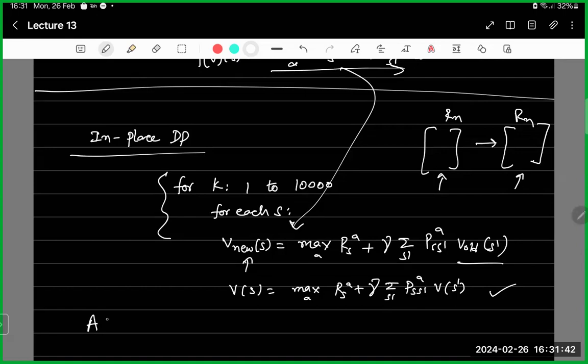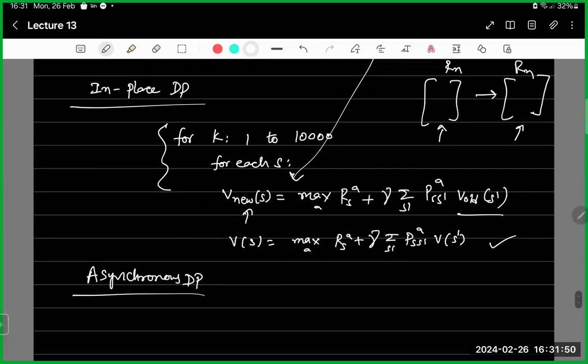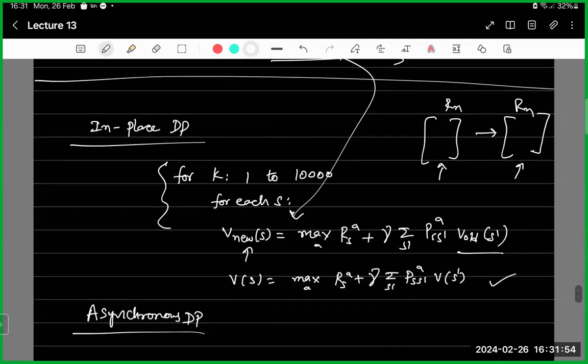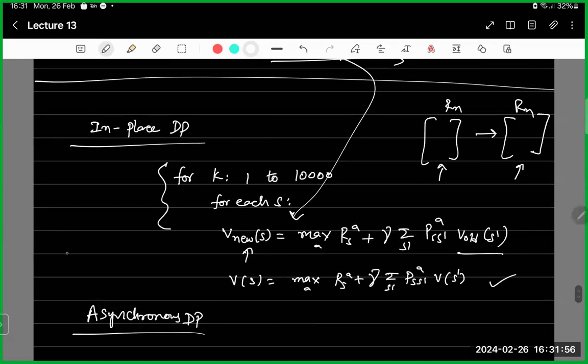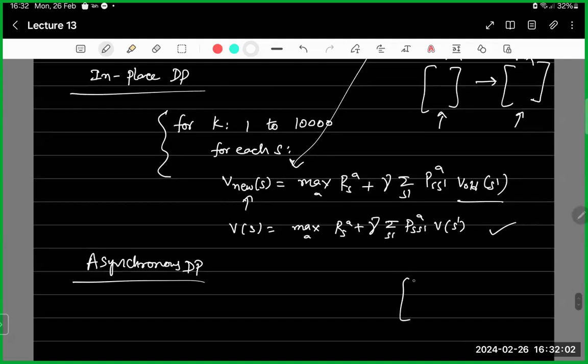And there is something called the asynchronous DP version. So here, what does value iteration do? Let's say I have three states. Then my V naught will be, let's say, 1, 2, let's say 4. Let's say this is my V naught. Now, what will be my V1?